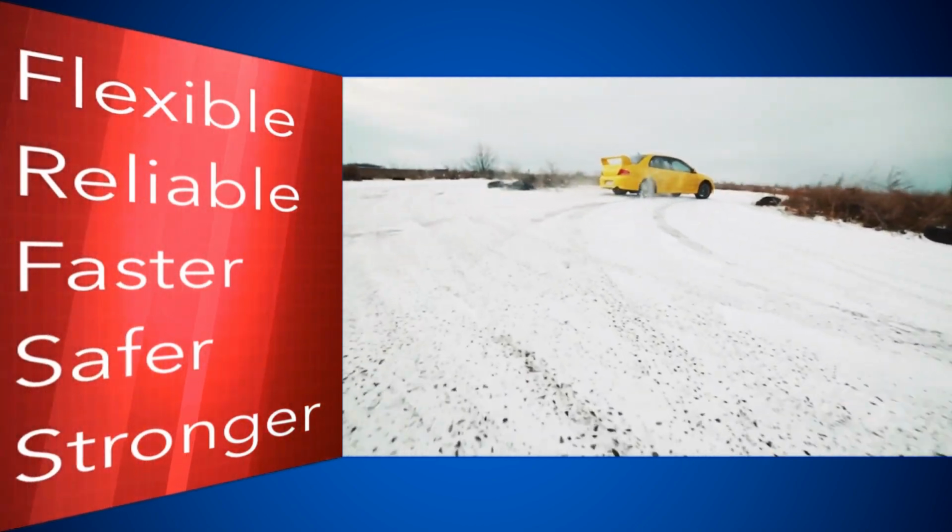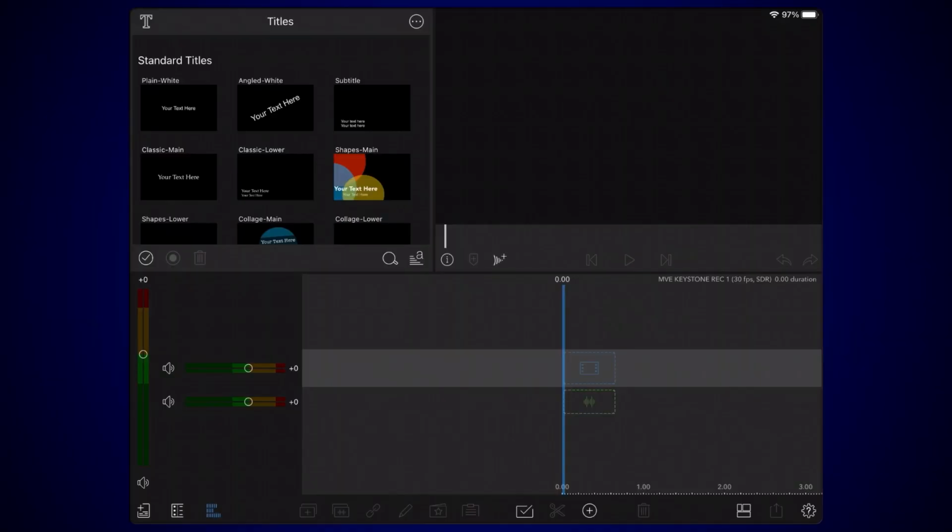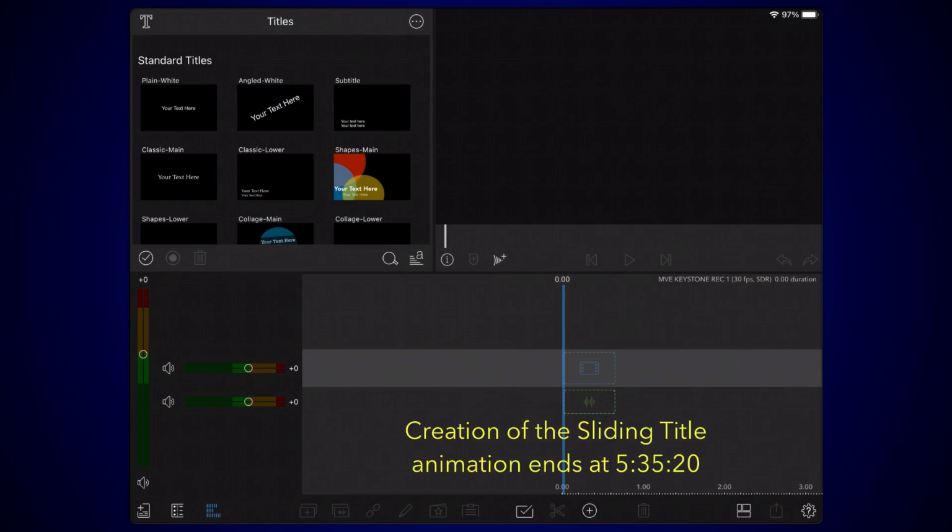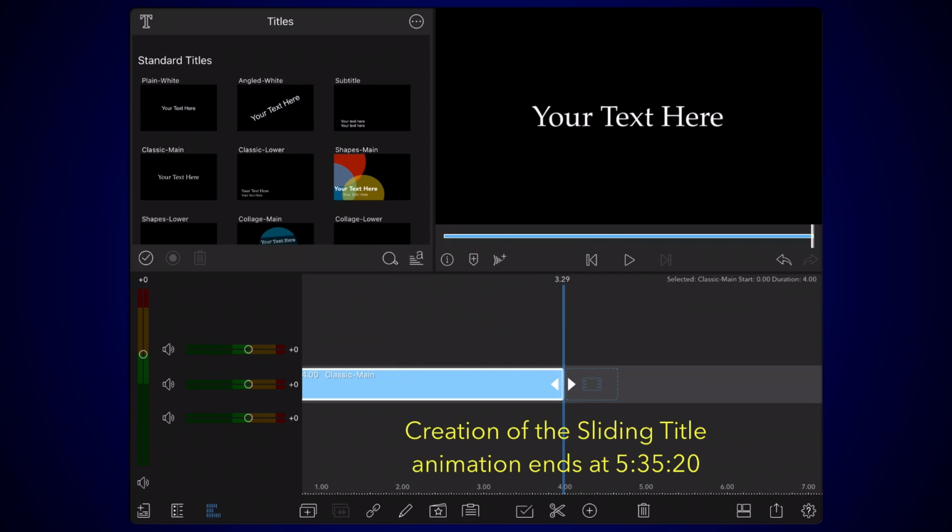Let's get started in LumaFusion with an empty project. The first thing you'll be creating is the 5 sliding words that will appear on the 3D panel on the left side. Add a title to the timeline using the classic main template. Change the duration of the title to 13 seconds.